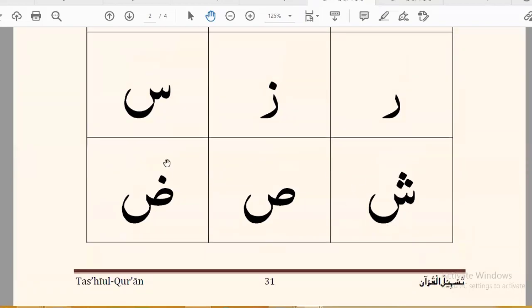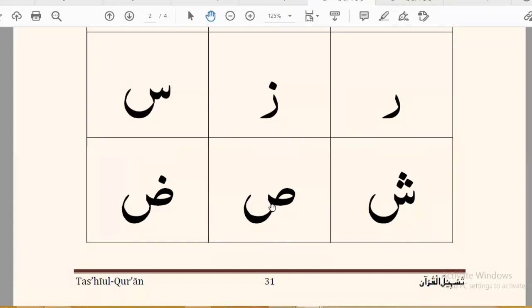Now this one looks the same as this, Seen, but it has 3 dots now, okay? Can you see these 3 dots? They're placed on top of the letter. So this is the letter Sheen. Excellent, good. Let's carry on.